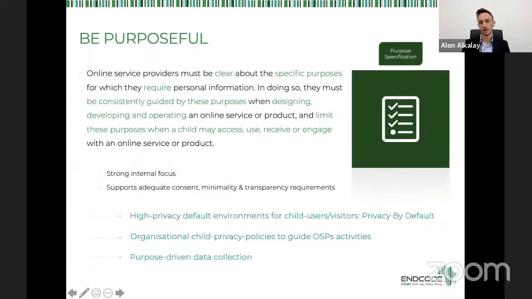Be purposeful. Online service providers must be clear about the specific purposes for which they require personal information. And in doing so, they must be consistently guided by these purposes when designing, developing, and operating an online service or product. They must also limit these purposes when a child may access, use, receive, or engage with the service or product. Now, I've written here that there's a very strong internal focus for online service providers.